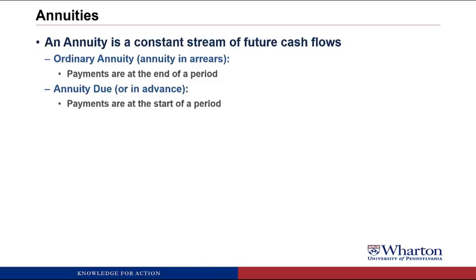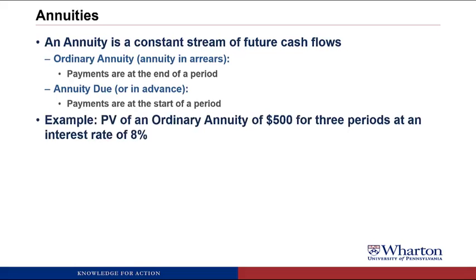An annuity is a constant stream of future cash flow, so it's the same payment every period. Now there's two different types of annuities. There's an ordinary annuity or annuity in arrears, where you get the payments at the end of each period, or an annuity due or annuity in advance, where the payments come at the start of each period. Now you almost never see annuity due in any of the applications we do. Everything we're going to do is going to be an ordinary annuity, so the payments are going to come at the end of the period. So an example of how this would work.